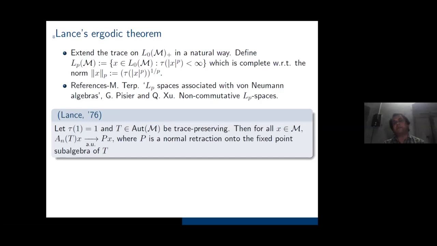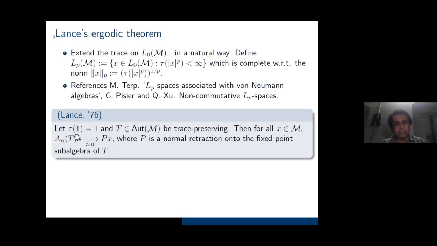Because measure preserving transformations preserve the measure. Now we have a non-commutative analog of measure, which is trace, and a measure preserving transformation in the non-commutative setting should preserve trace and should be a linear operator, an automorphism on the von Neumann algebra. Then what Lance proved is that for all x in the von Neumann algebra, and you take this M to be a probability space, we have a convergence.